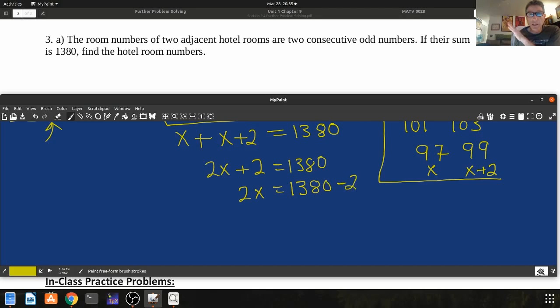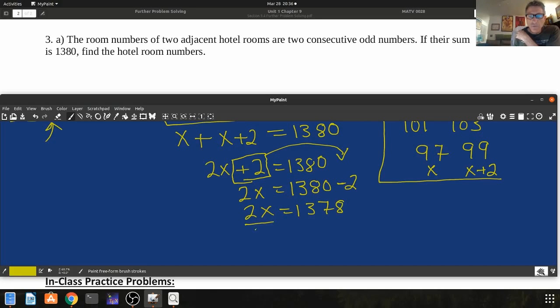So you should be okay with that by now. Basically, I'm taking the plus 2 here, and I'm moving it to the other side. And I've showed you how that's done so many times, I'm going to stop doing it. You've just got to understand what's going on. So that gives me 2x is equal to 1,378. So now I know what 2x is equal to.